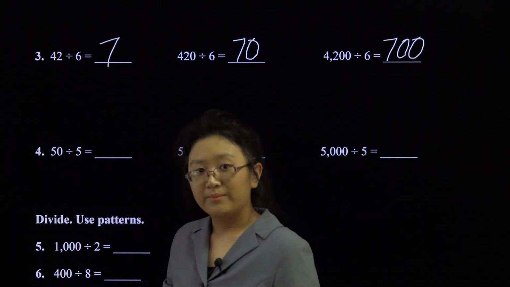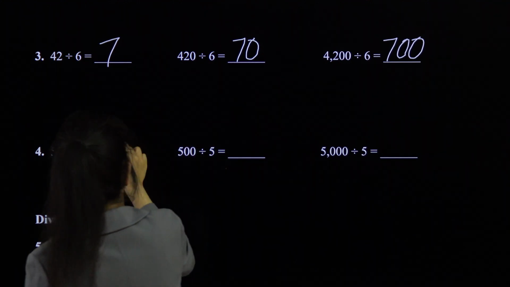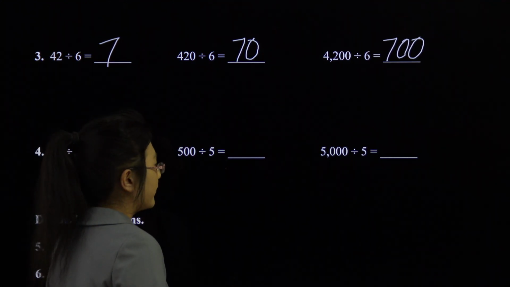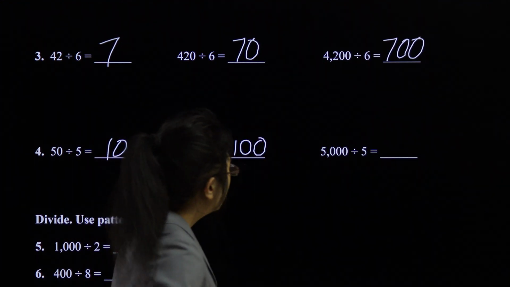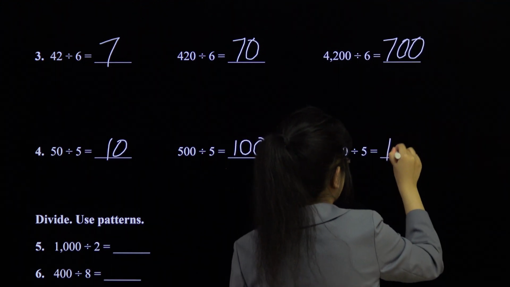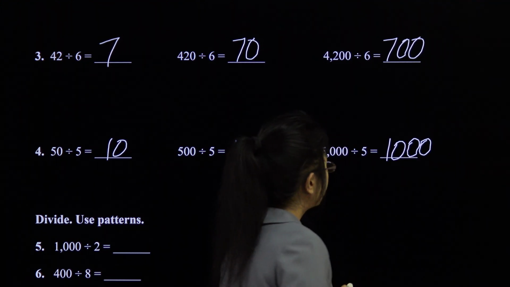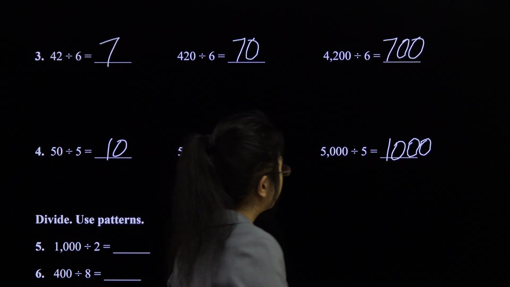50 divided by 5 is 10. 500 divided by 5 is 10 with another 0, 100. 5,000 divided by 5 is 10 with another 2 zeros, 1,000.